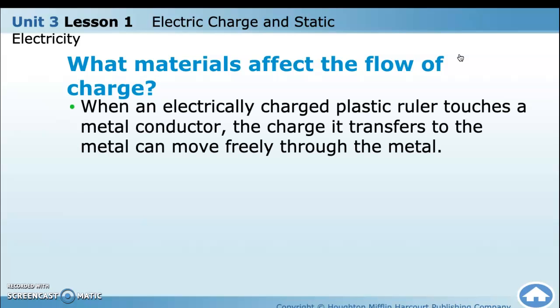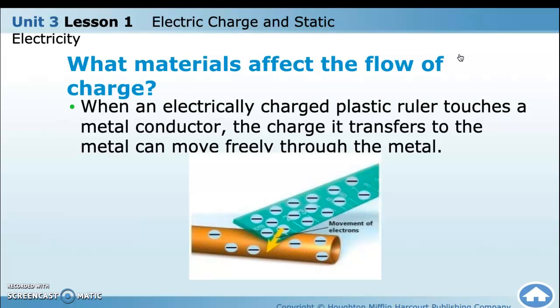When an electrically charged plastic ruler touches a metal conductor, the charge it transfers can move freely through the metal. So you see, you have your negatively charged ruler, it touches your copper wire, the negative charge immediately flows in and can transfer all throughout the wire, making it a negatively charged wire.